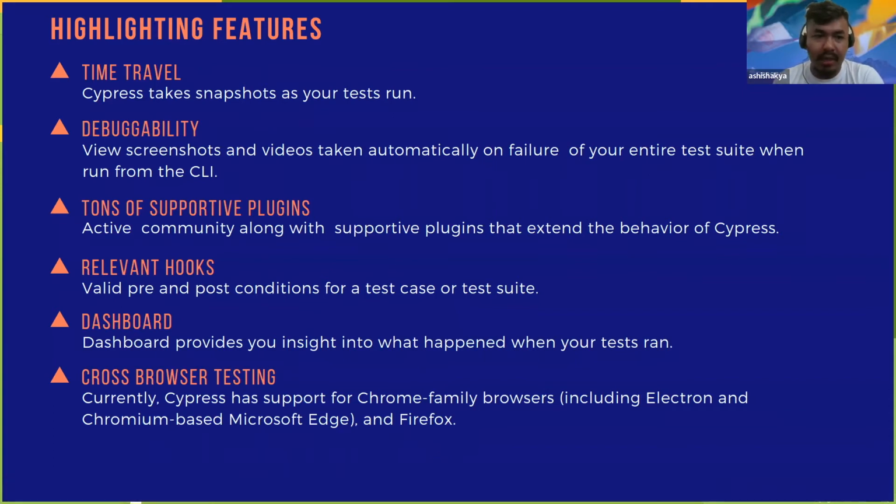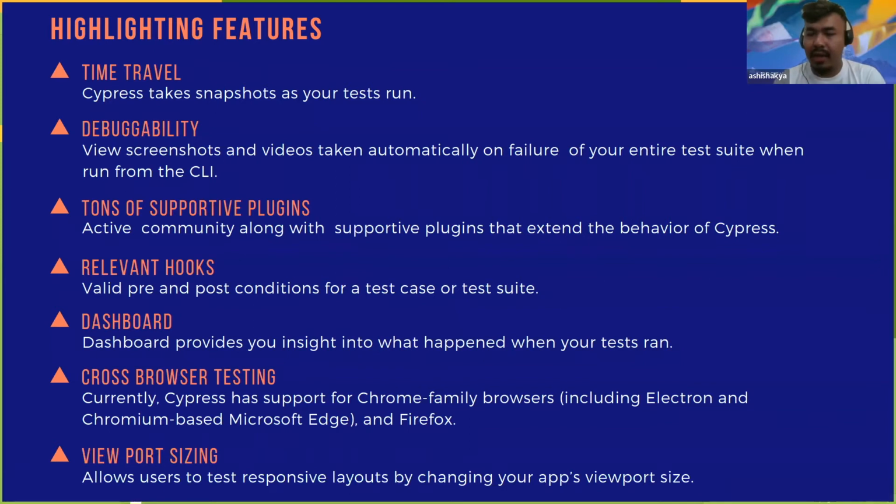The last thing that I have here is viewport sizing. In real time, if our application is to be responsive, we need to verify that the viewport is working perfectly in all device sizes. If I had to do that manually, I would have to switch from one viewport to another using the inspect section in our browser. But Cypress allows us to test the responsive layout by changing the app's viewport size. So we simply have to define the viewport, and there you are using Cypress.